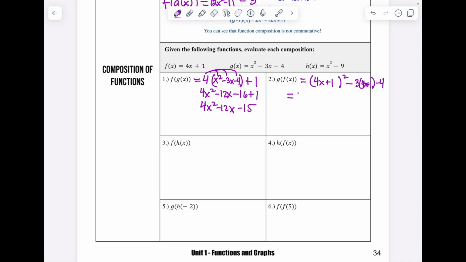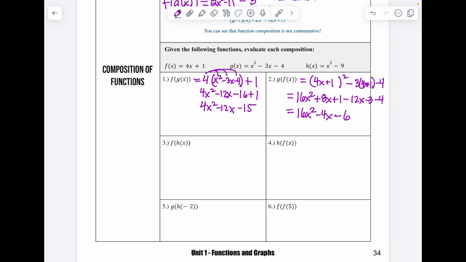So if we square that binomial, we would get 16x squared plus 8x plus 1. Again, remember you would have to write it out 2 times and use FOIL or distributive property. We distribute here, we get negative 12x minus 3, and we still have the minus 4 that was on the outside. So we get 16x squared minus 4x. 1 minus 3 would be negative 2, take away 4 more is negative 6. So g of f of x is 16x squared minus 4x minus 6.